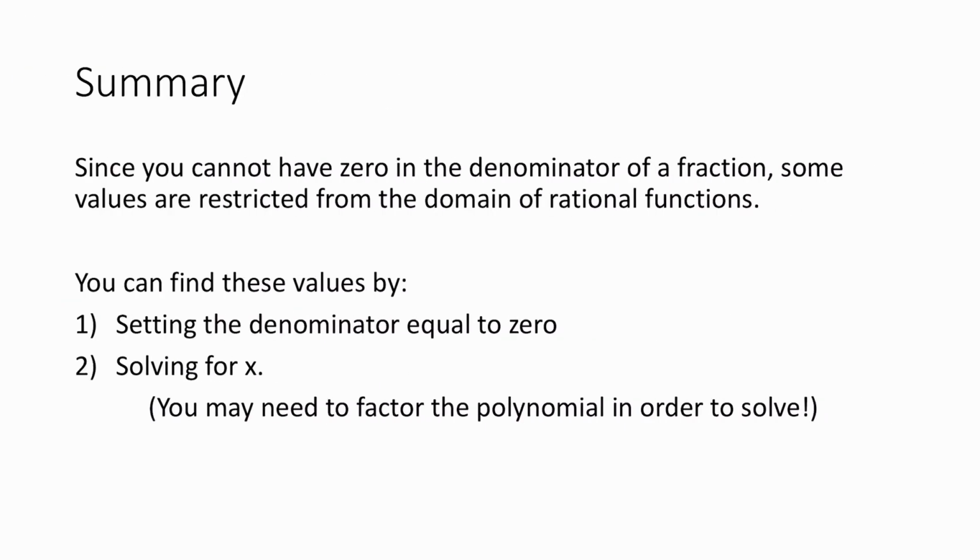So in summary, since you cannot have a 0 in the denominator of a fraction, some values are restricted from the domain of rational functions. You can find these values by setting the denominator equal to 0 and then solving for x. Remember that you may need to factor the polynomial in order to solve.